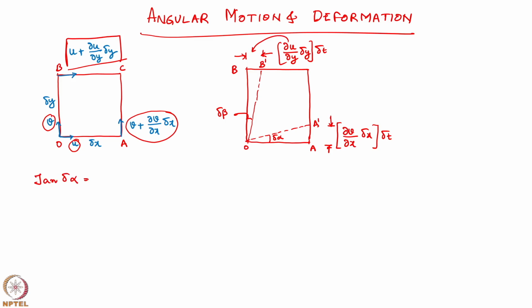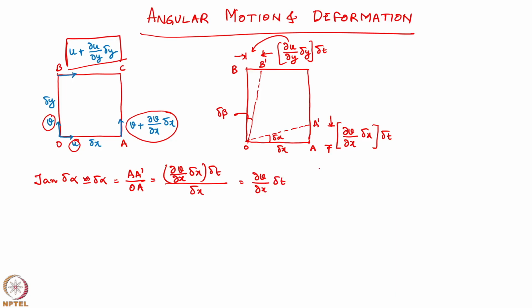Tan delta alpha can be approximated for smaller angles as delta alpha. Tan delta alpha is opposite by adjacent, that is AA prime divided by OA, which is ∂v/∂x into delta x into delta t divided by OA, which is nothing but delta x. So you get this as ∂v/∂x into delta t.